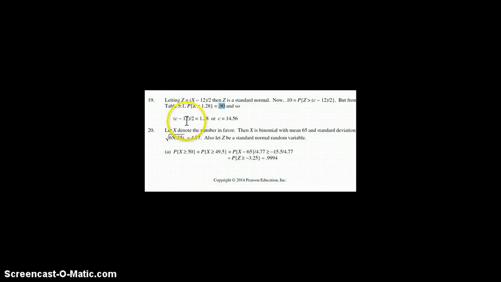Once we have that 1.28, we can set it equal to c minus 12 over 2, or letting x there. It's really not important which variable you're using. It's just solving for c then to get 14.56. So that's the cutoff point where 10% of the distribution will be higher than that, 90% will be less.